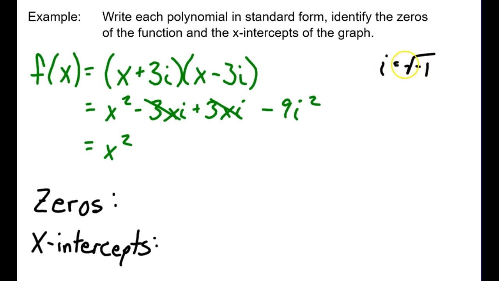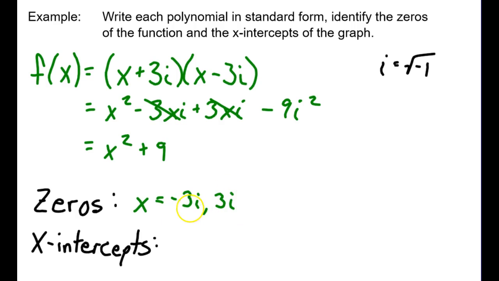So if we square this, i squared is equal to negative 1. Negative 1 times negative 9 is actually a positive 9. So if we multiply that out and simplify, we get x squared plus 9. Now we have our polynomial in standard form. It is degree 2, so using the fundamental theorem of algebra, we know there's going to be two complex zeros. If we set each of the factors in our original factored form equal to 0, we would get x equals negative 3i and a positive 3i.